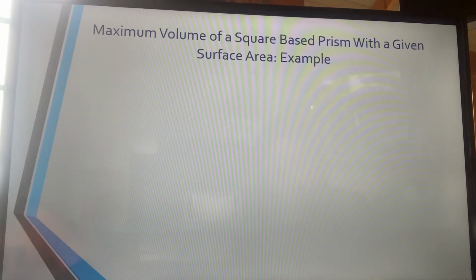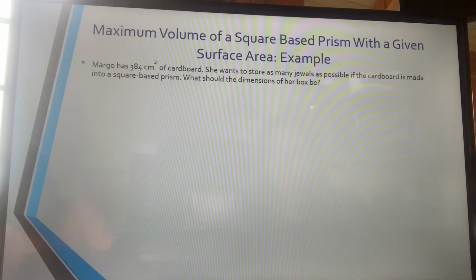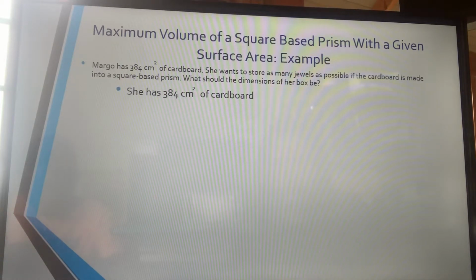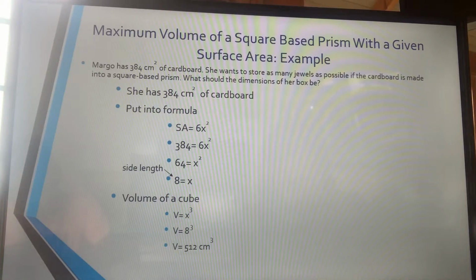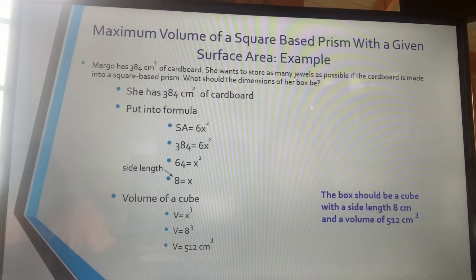Example: Margot has 384 centimeters squared of cardboard. She wants to store as many jewels as possible if the cardboard is made into a square-based prism. What should the dimensions of her box be? First, determine the amount of cardboard she has, which is 384 centimeters squared. Assuming she uses all the cardboard, let's put it into the formula. We solve it to get 8 as our side length. Now that we know the side length, use it to find the volume. Therefore, the box should be 8 centimeters by 8 centimeters with a volume of 512 centimeters cubed.